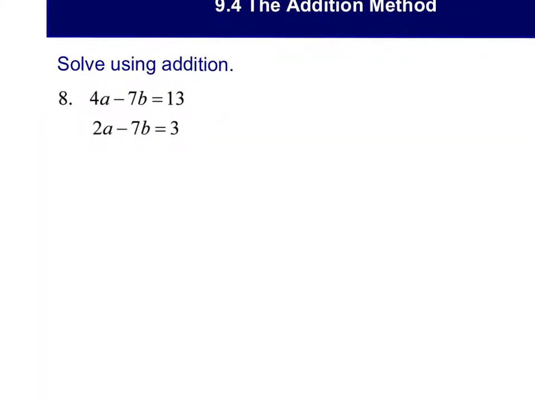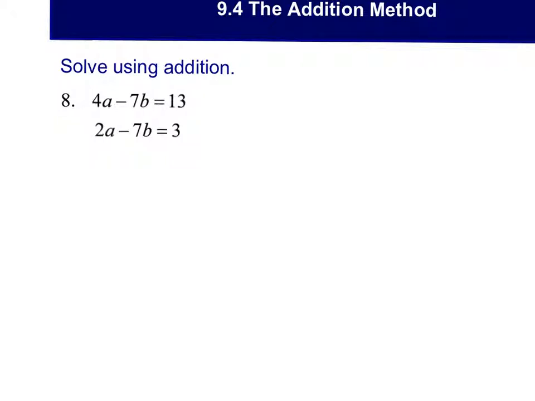Now, with the addition method, my goal is to be able to add the two equations so that one of the variables eliminates. So I'm going to look at the a's. If I add those a's, will one of them eliminate? Well, no, that'll be a 6a. If I add these b's, will one of them eliminate? No, that'd be a negative 14b. So what could I do to make it possible so that one set of my variables would eliminate? Well, I do notice that the 7s, if one of them was a positive 7, then they would.